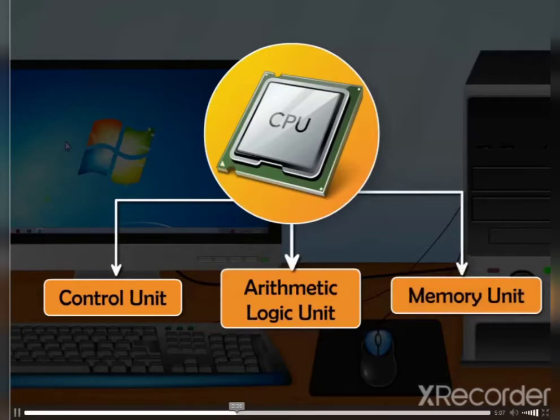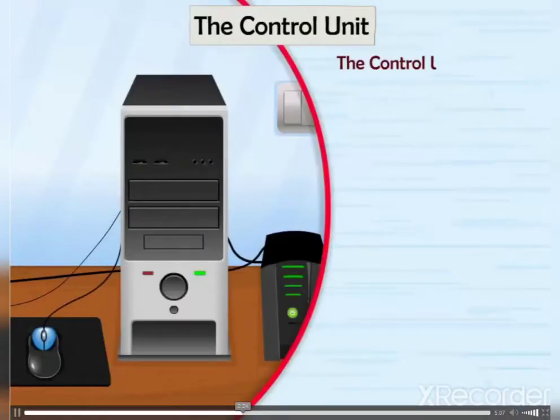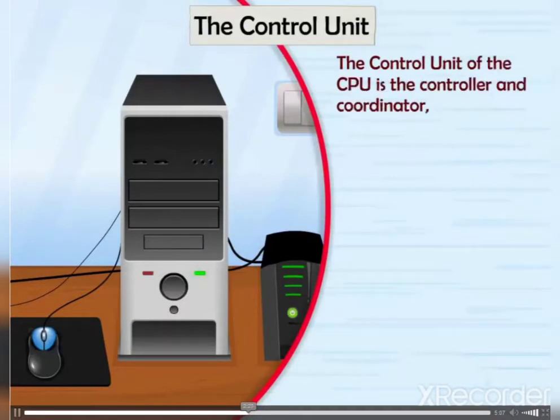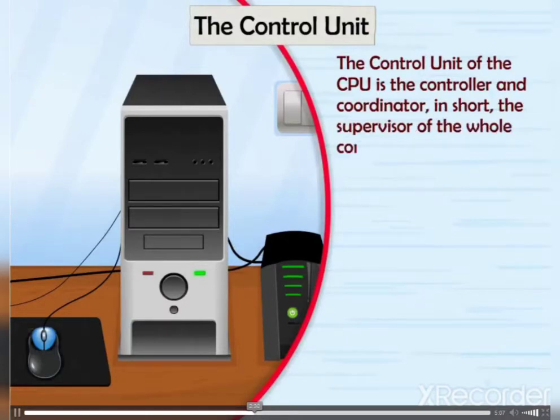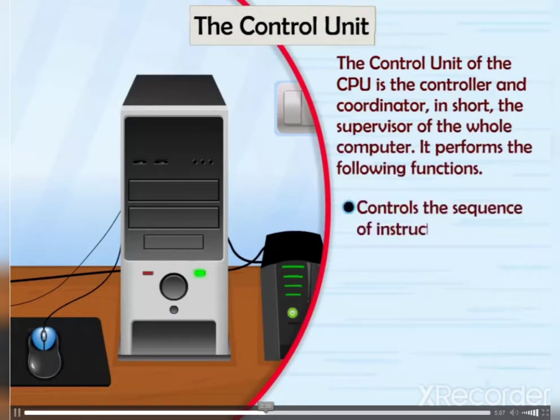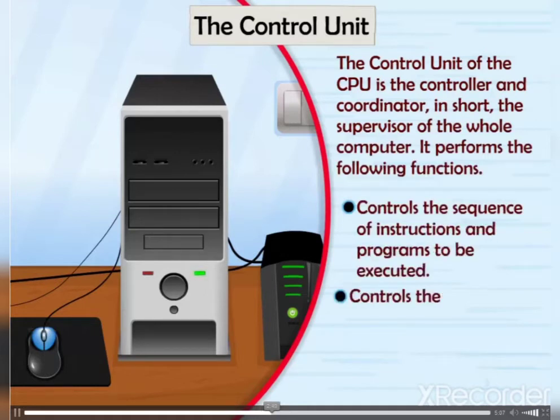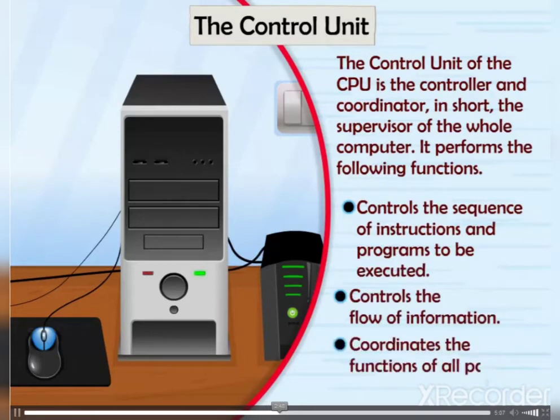The control unit. The control unit of the CPU is the controller and coordinator, in short, the supervisor of the whole computer. It performs the following functions: controls the sequence of instructions and programs to be executed, controls the flow of information, coordinates the functions of all parts of the computer.